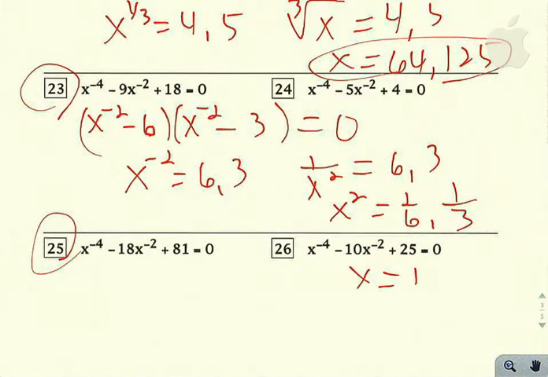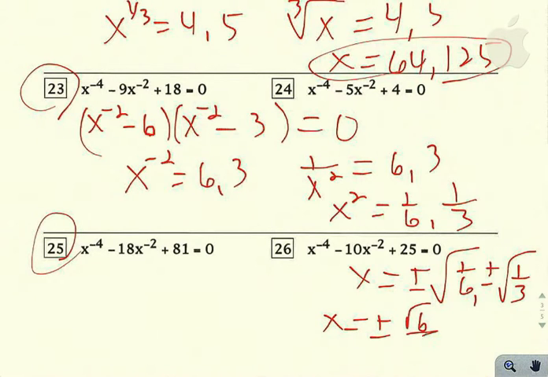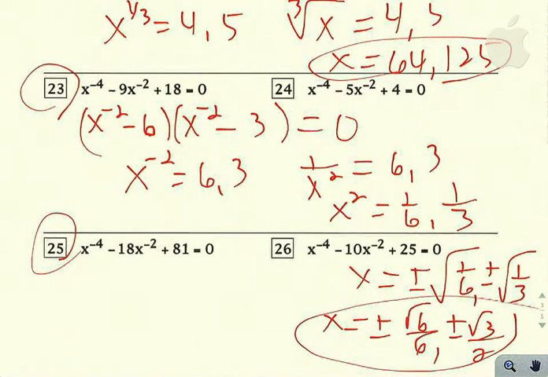That makes x equal to plus or minus the square root of 1/6 and plus or minus the square root of 1/3. And when we simplify, that'd be plus or minus the square root of 6 over 6 and plus or minus the square root of 3 over 3. 25 is just like it.